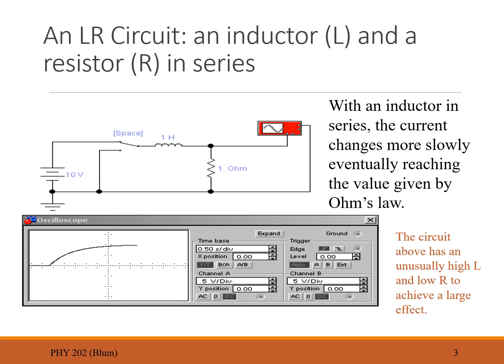So you see that when we flip the switch, the oscilloscope shows the current is going to eventually get to the current given by Ohm's law, the V over R, but it takes a longer time to get there, in a shape familiar to us from RC circuits when we were charging capacitors.